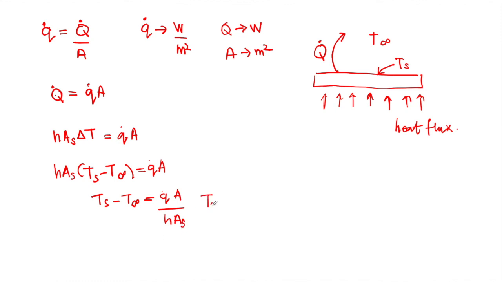So you want to find Ts: Ts equals Q dot A over h As, plus T infinity. The area here is the same as As, so we can cancel it out. Therefore, this equation becomes Ts equals Q dot over h plus T infinity.